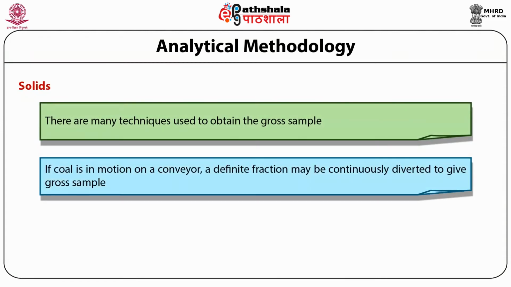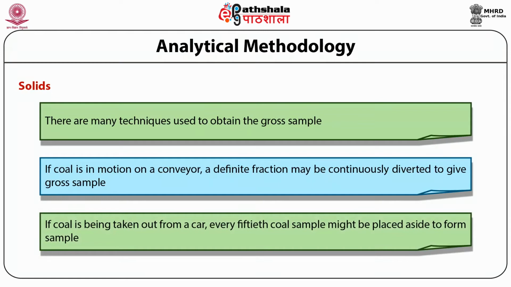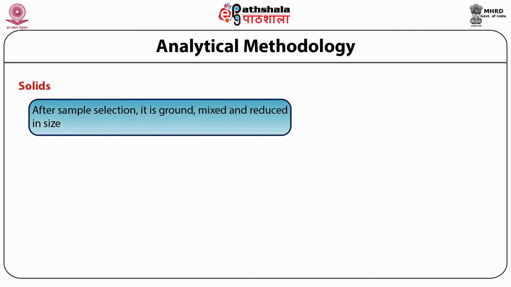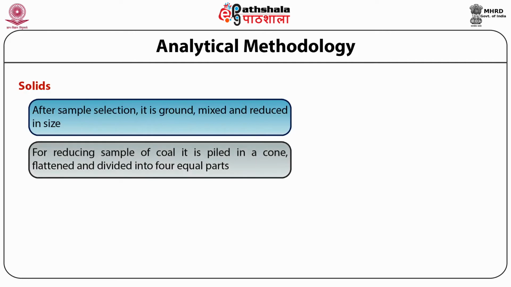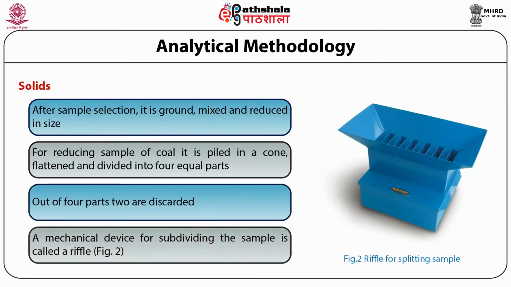If the coal is in motion on a conveyor of some type, a definite fraction may be continuously diverted to give the gross sample. If, on the other hand, the coal is being taken out from a car, every 50th coal sample might be placed aside to form the sample. After the sample has been selected, it is ground and crushed and systematically mixed and reduced in size. One method used for reducing the sample of coal involves piling it in a cone with a shovel, flattening the cone, and dividing it into four equal parts, two of which are discarded. A mechanical device for subdividing the sample is called a riffle.